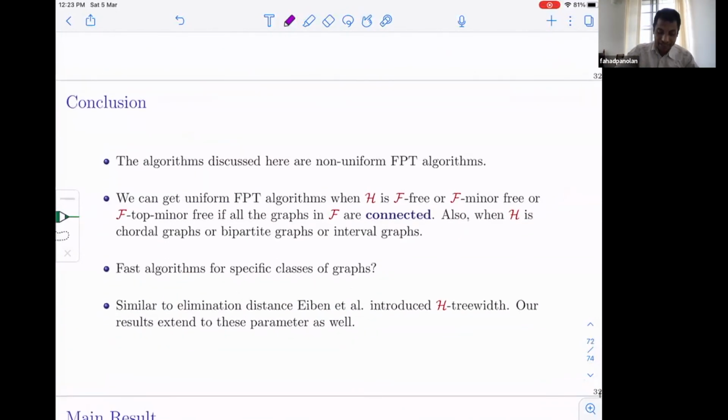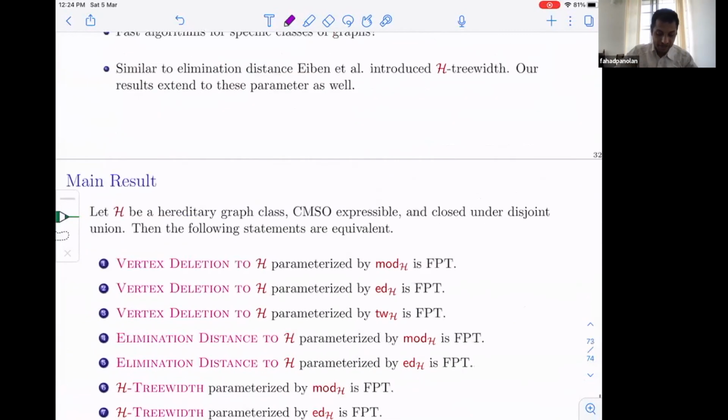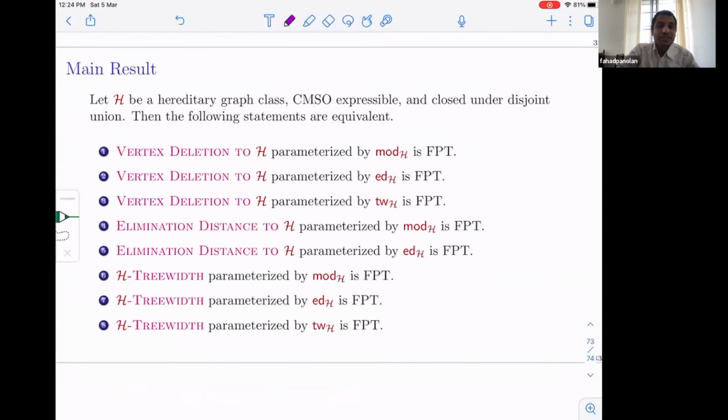Similar to elimination distance, which is a generalization of tree depth, Bulian and Dawar introduced the H-treewidth, which is a generalization of treewidth. Our results extend to these parameters as well. We get a result which says that pretty much all deletion, elimination, and H-treewidth versions parameterized by any of the other parameters are FPT. They are all equivalent. You need to prove only one.